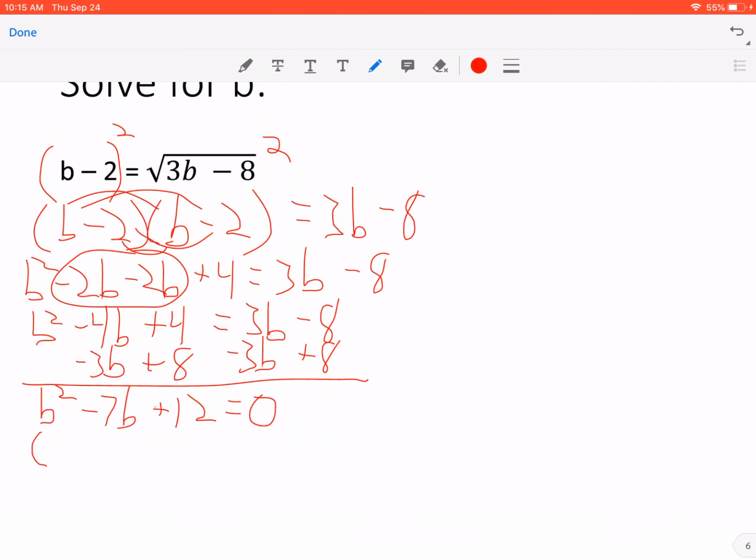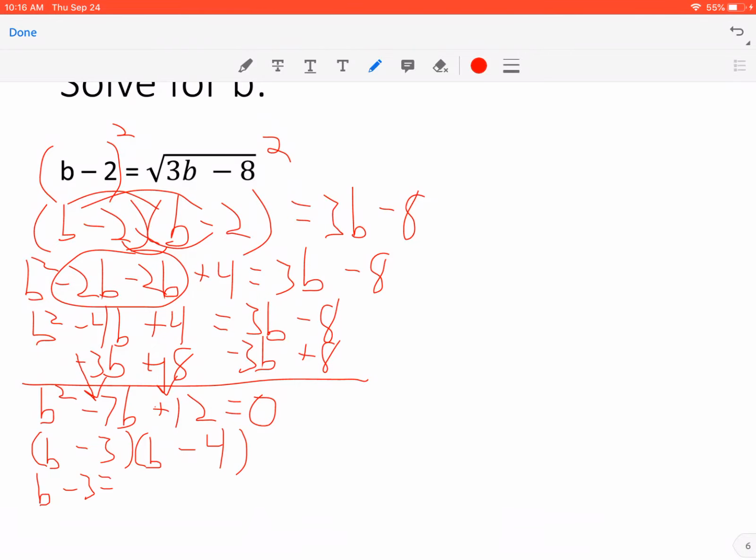Two numbers that when multiplied give you a positive 12 but add up to a negative 7. Remember the rule. If it's a minus then a plus, both signs should be minuses. Only way to get b squared is b and b. So what are two numbers when multiplied give you 12 but add up to negative 7? 1 and 12, 2 and 6, or 3 and 4. It's got to be 3 and 4. And when you go to set these equal to 0, you should get two positive answers.